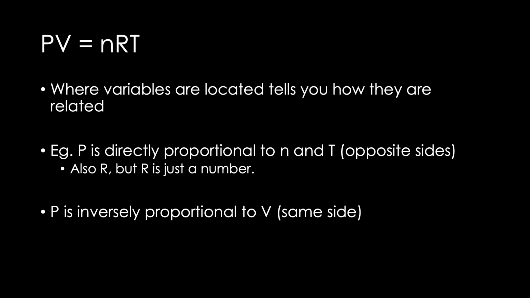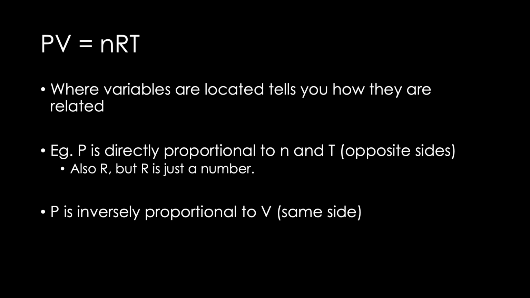For example, take P in relation to n or T. If we keep V and n constant, but increase P, then T has to increase to account for the increase in P. Also, if we keep V and T constant, but increase P, then we know we must increase n to account for the increase in P.